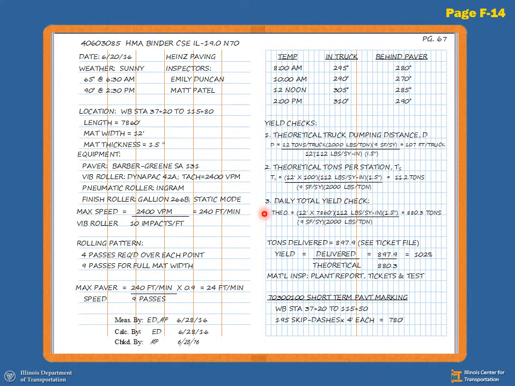Finally, number 3, we have our total yield check. We have our total length, 7,860 feet. The required thickness gives us our theoretical. You saw that on the workbook page previously. And here's our yield calculation for the overall day, where we added up all of our tickets. We show our theoretical and we get 102%.